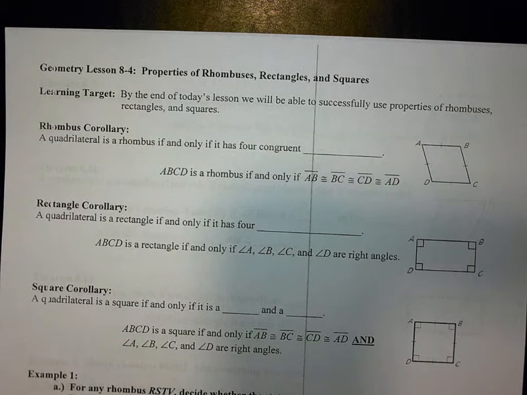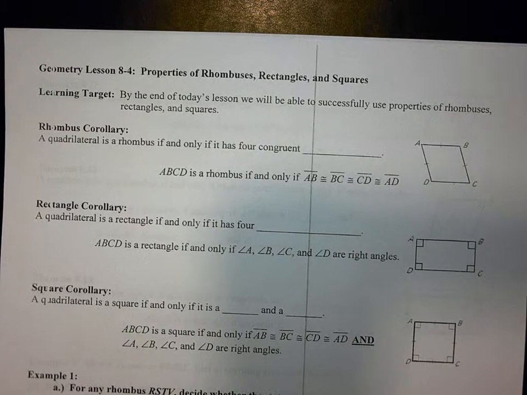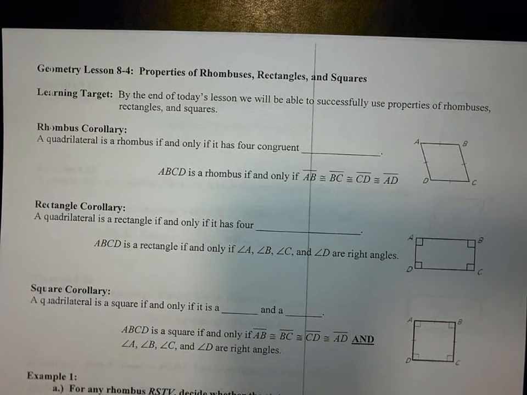Okay, this is Geometry Lesson 8.4. We're doing rhombuses, rectangles, and squares. So if you missed anything or if you missed class, you'll be able to fill in your notes. Our learning target is to learn the properties of rhombuses, rectangles, and squares. And again, we've already done the cheat sheet, so we've talked about it a little bit. Now I'm just going to go through what we did talk about.